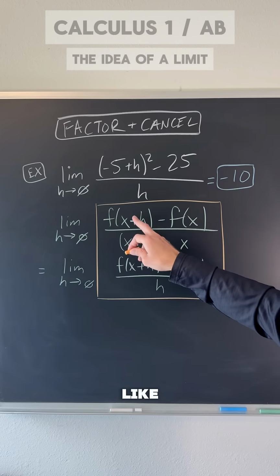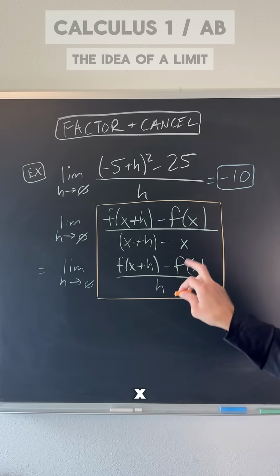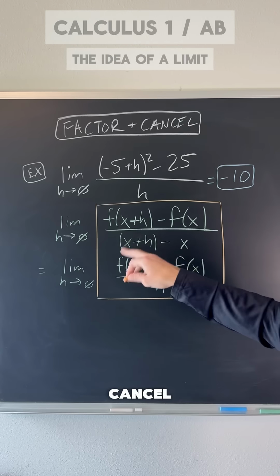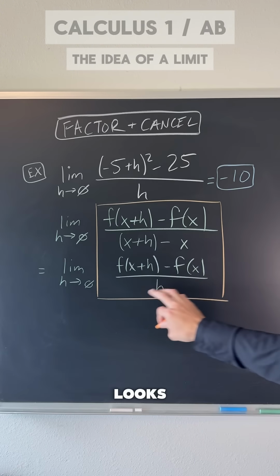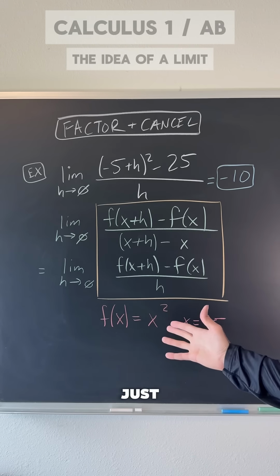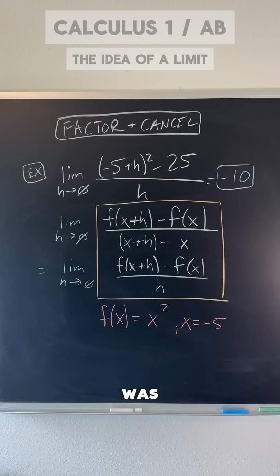Note that this looks a lot like y2 minus y1 over x2 minus x1. If we were to clean up the denominator here, x minus x would cancel out, you would just be left with h. This looks a lot like the original expression we started with. In our case, our function was just x squared, and the x value we were plugging in was negative 5.